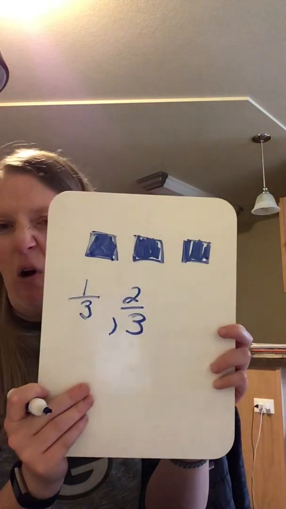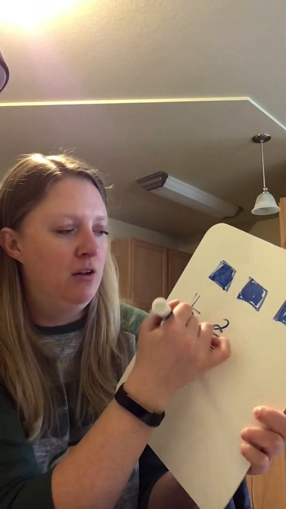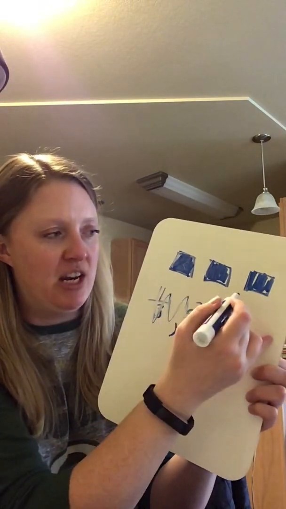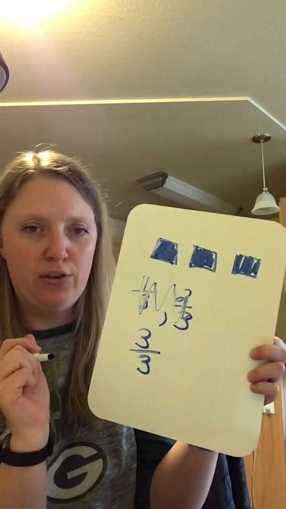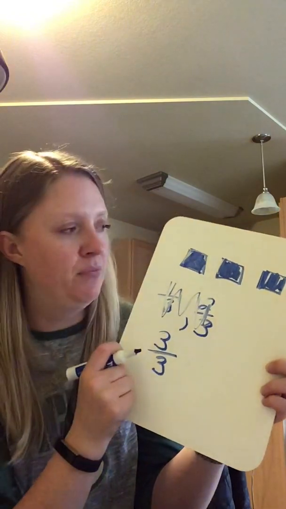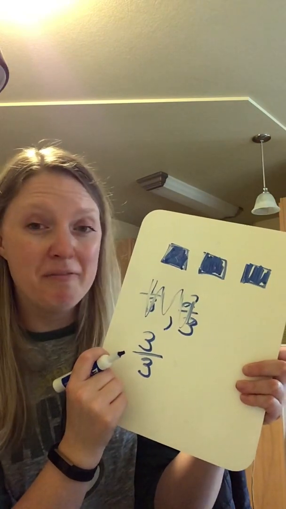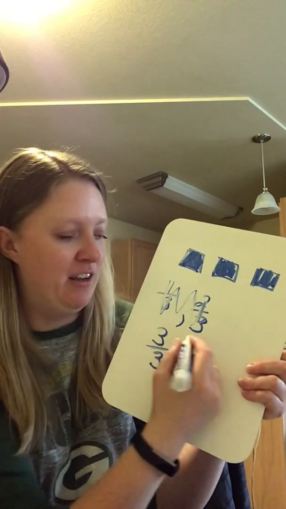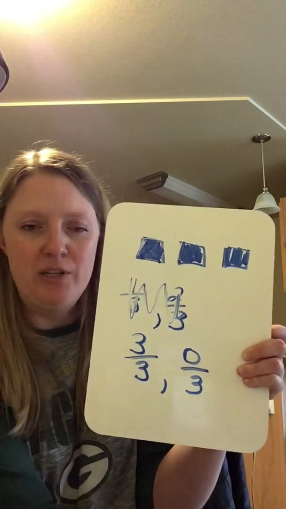What would happen, let's say, if I change my picture. Okay, now they're all shaded. So what would be the fraction for the parts that are shaded? 3 out of 3, 3/3, which equals 1 whole, right? What would be the fraction for the parts that aren't shaded? Well, there aren't any parts that aren't shaded. So our fraction would be 0 out of 3 total pieces.